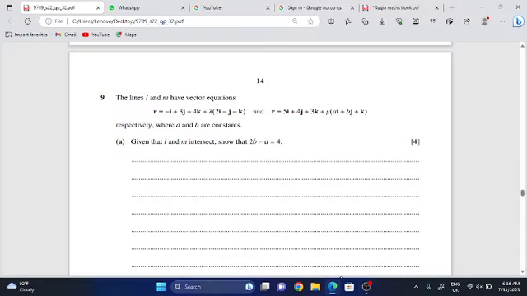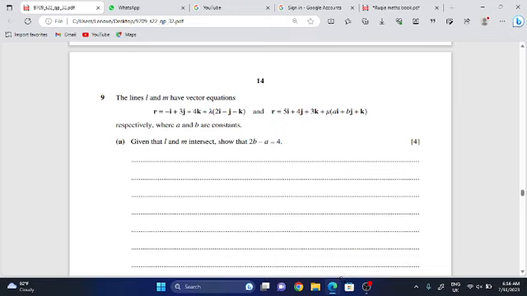Question number 9. The lines L and M have the vector equations. The first is r equals minus i plus 3j plus 4k plus lambda times (2i minus j minus k), and the second line has the position vector r equals 5i plus 4j plus 3k plus mu times (ai plus bj plus k). Find the values of a and b.